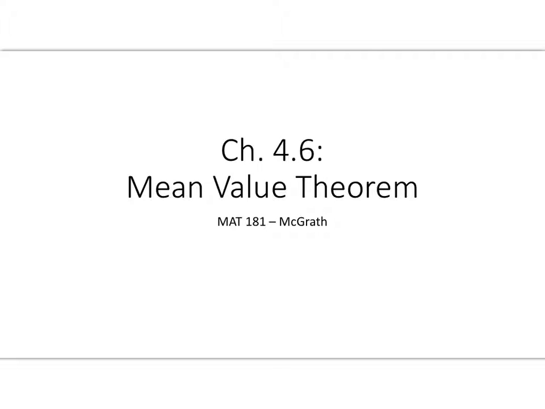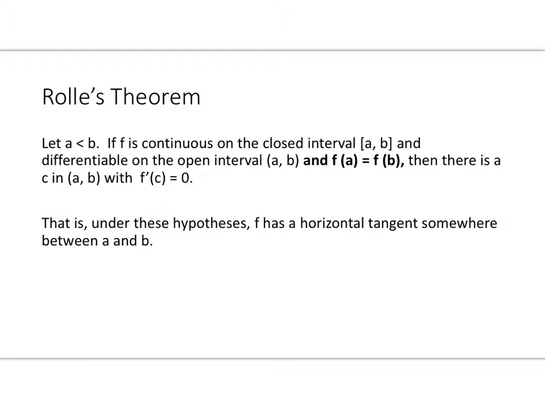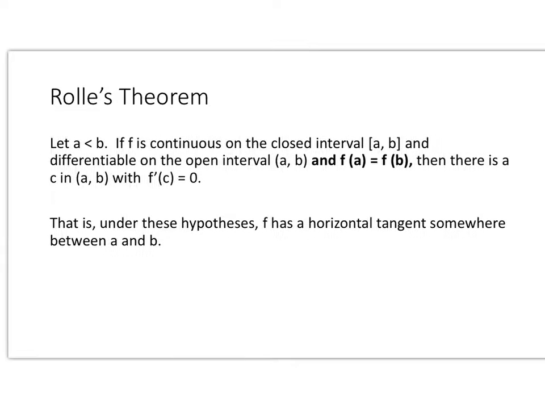All right, chapter 4.6, the mean value theorem. So we're going to start with Rolle's theorem. Rolle's theorem says let A just be less than B, any two numbers. No big deal there. A is less than B.